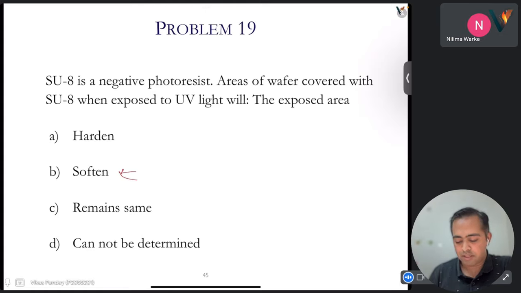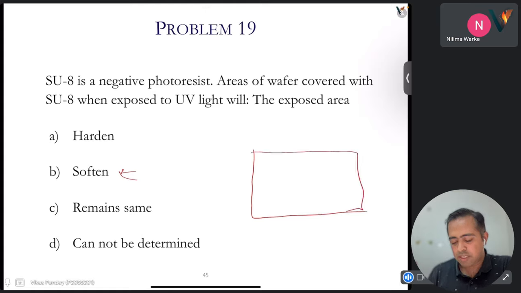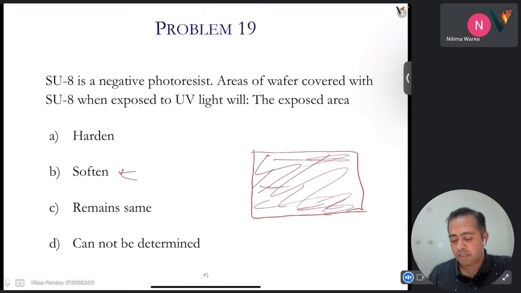So now let's understand this. This complete area is covered with SU8, and it is a negative photoresist, right? Then suppose I have a mask like this, some structure like this, and then I expose it using photolithography.